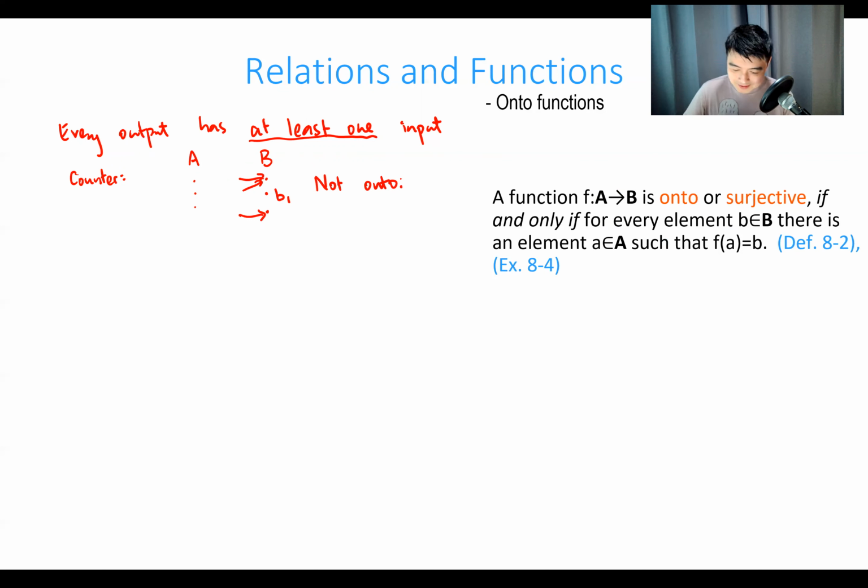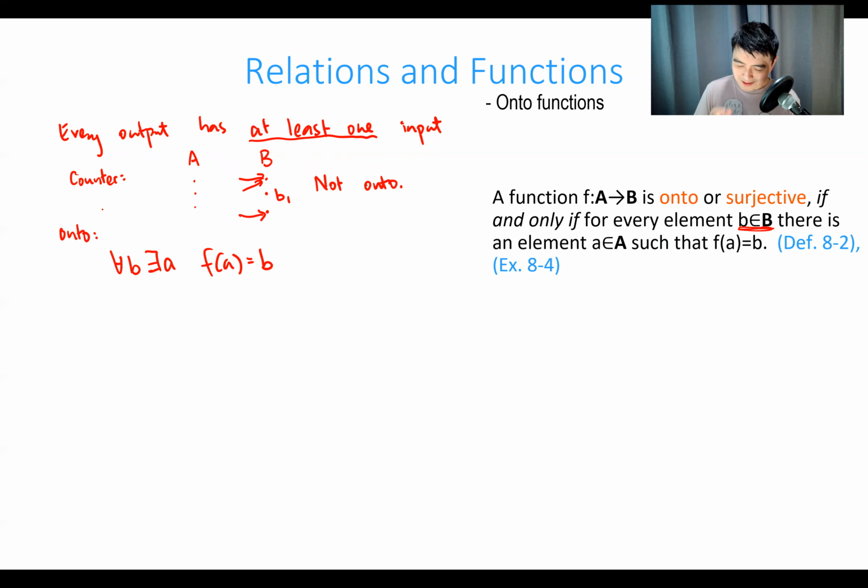So what does this look like? Well, this one's actually quite simple because this is saying for all B, so for all outputs, there's at least one input so that f of A is equal to B. So there's officially our definition of onto. Every B has at least one A so that f of A is equal to B.